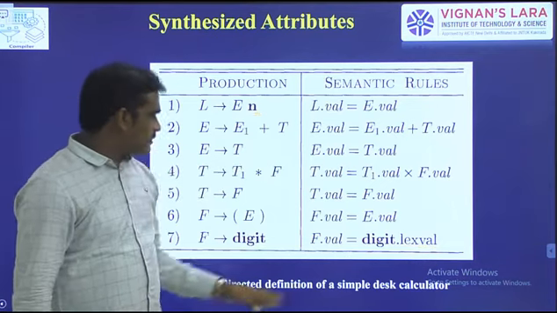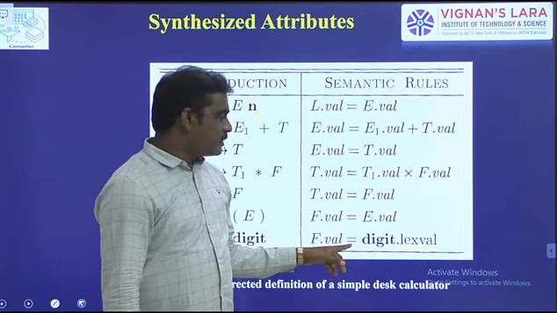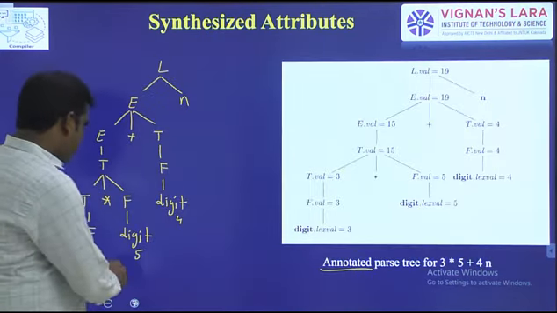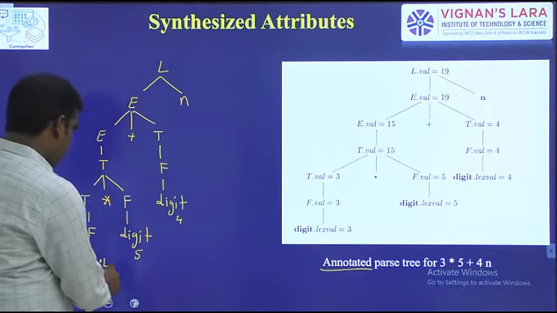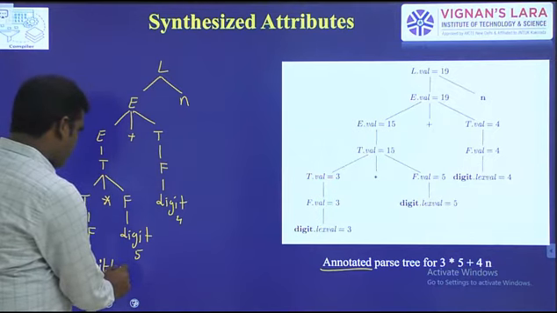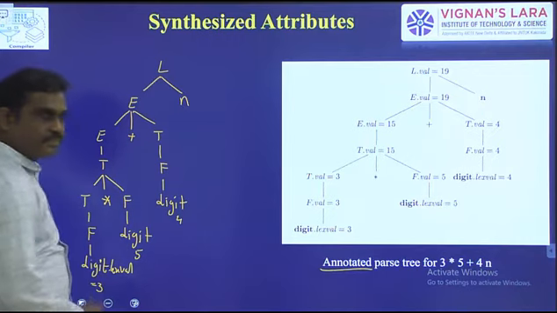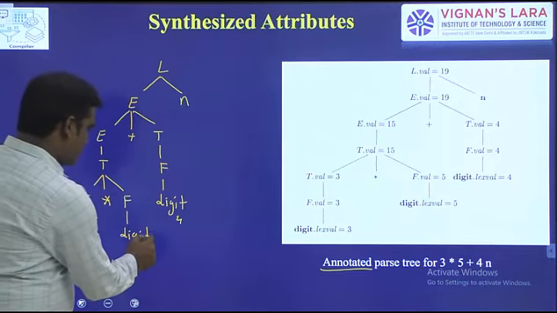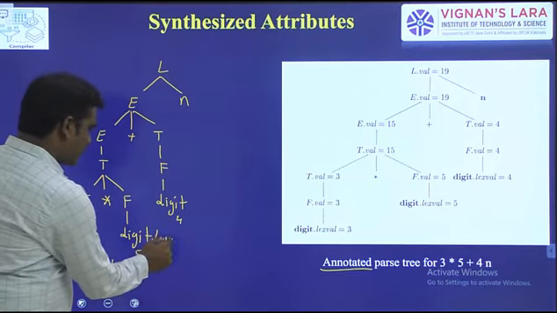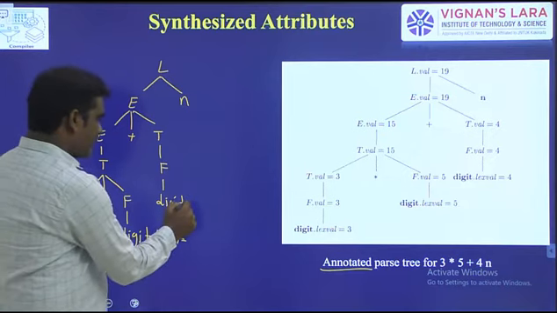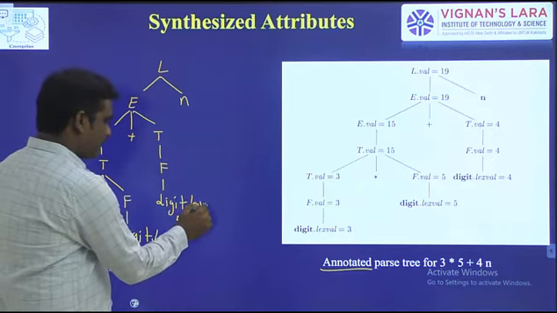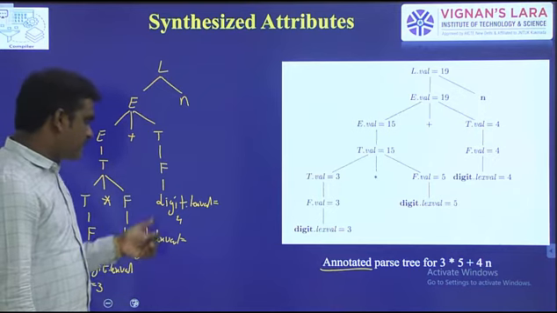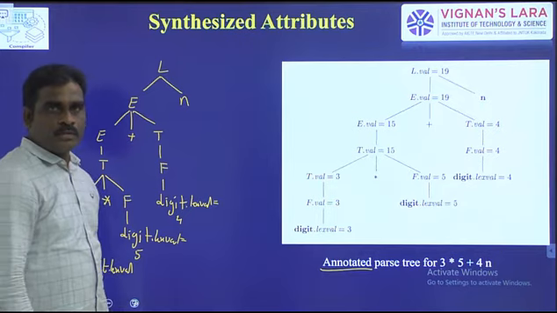In the semantic rules, F dot value is equal to digit dot lex value. So this is digit dot lex value. What is the value? 3. Same way here also, F dot value equal to digit dot lex value, so here the lex value is 5. Same way here. So the children value is 3 in this case, 5 in this case, and 4 in this case. So the children part is over.